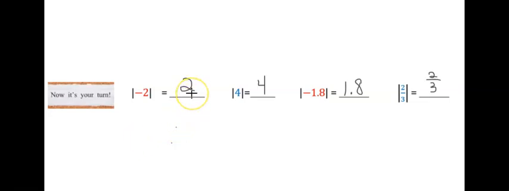So check your answers. You should have said that the absolute value of -2 is 2, because -2 is 2 units from 0. The absolute value of +4 is 4, because 4 is 4 units from 0 on a number line. The absolute value of -1.8 is 1.8, because -1.8 is 1.8 units from 0 on the number line. And the absolute value of +2/3 is 2/3, because +2/3 is 2/3 from 0 on the number line. So that is absolute value.